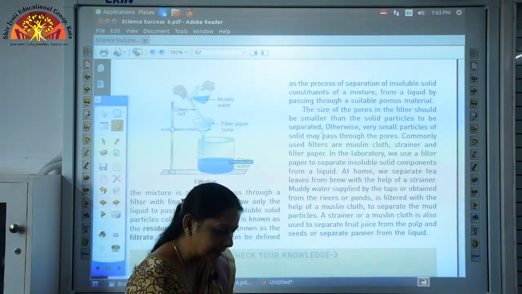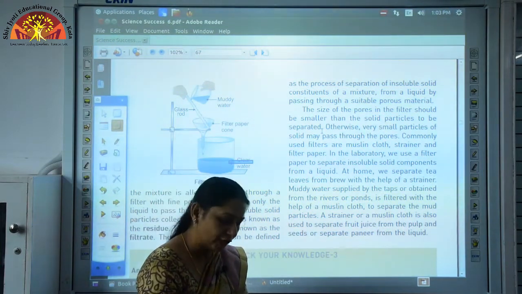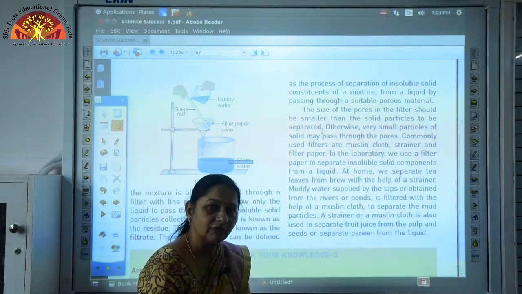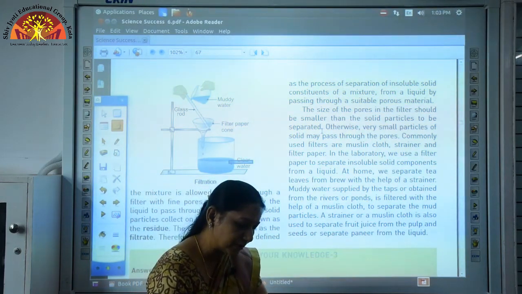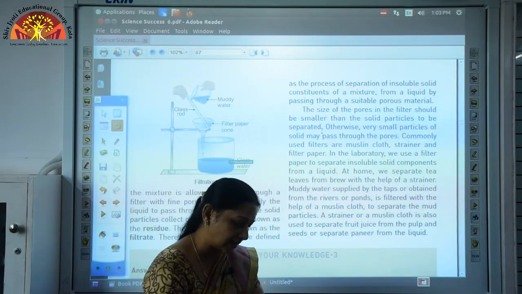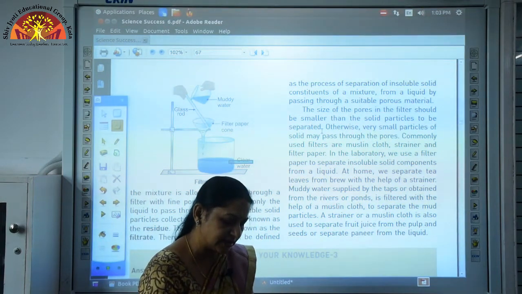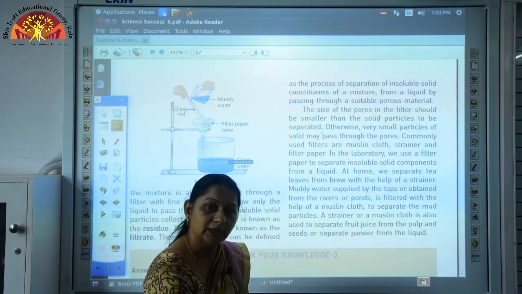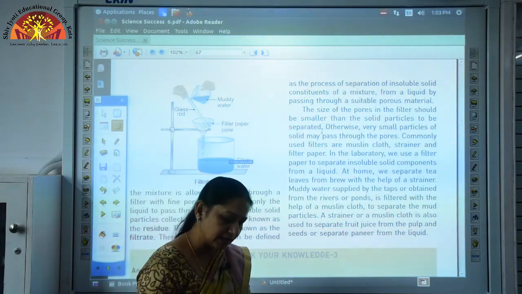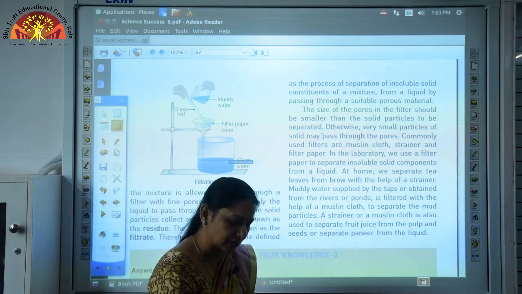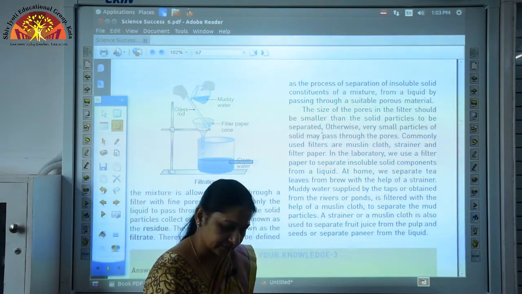And the second internal question is in the topic filtration. This is again taken from page number 72, question number G, third part, and the question is, after preparing tea, how can the tea leaves be separated from the brew? How do we separate the tea leaves from the brew? By using a strainer. So, the answer for the second internal question is with the help of a strainer.